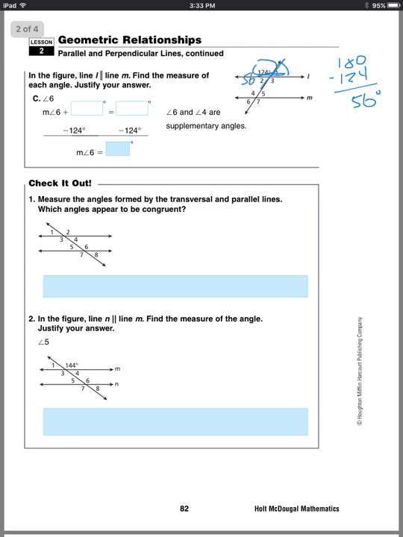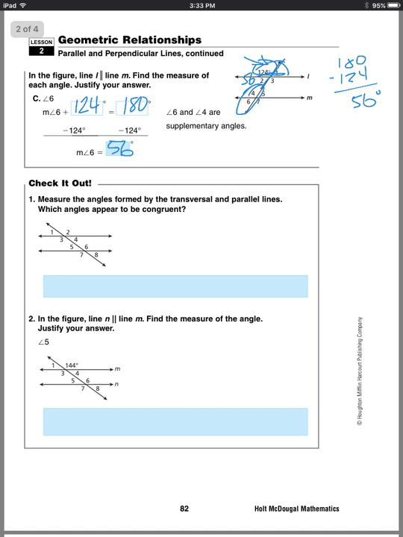Okay? So the measure of angle 6 plus 124 has to equal 180. And that is because angle 4 and 124 are corresponding angles, which means they measure the same. So when you're looking at angle 6 and angle 4 together, those have to equal 180. And we know angle 4 equals 124 because of this and the fact that they're corresponding angles, and corresponding angles are equal. So we subtract 124 from both sides, so the measure of angle 6 is 56.